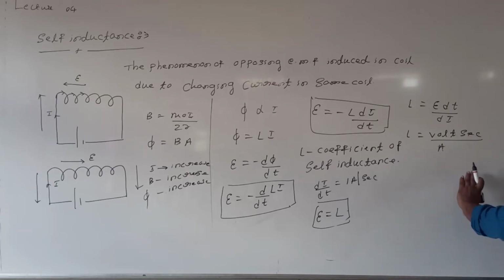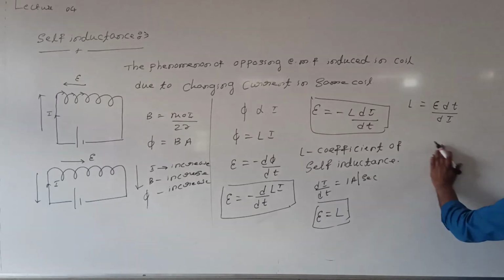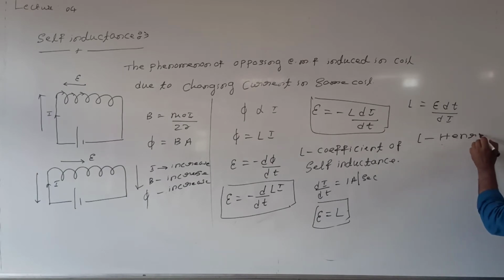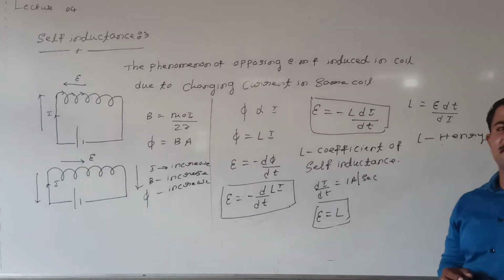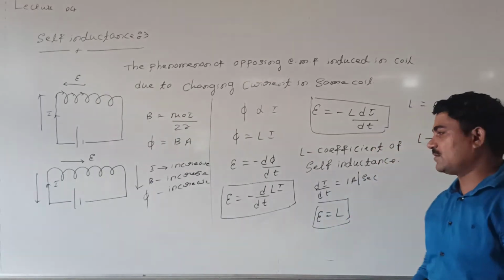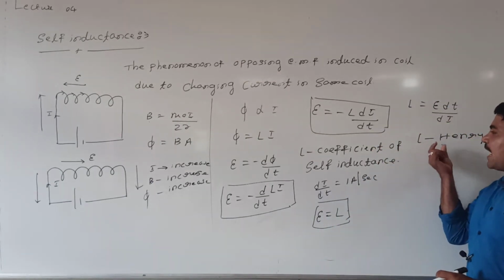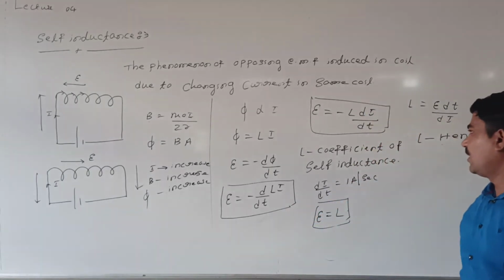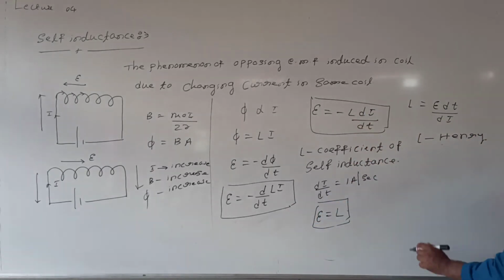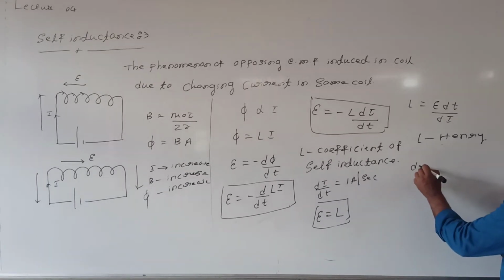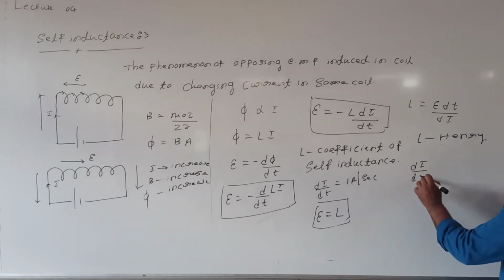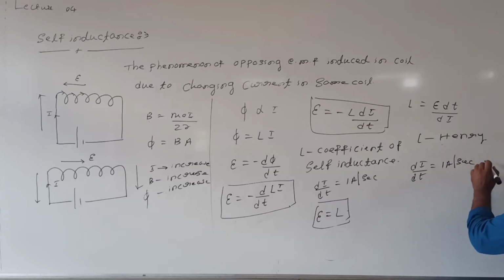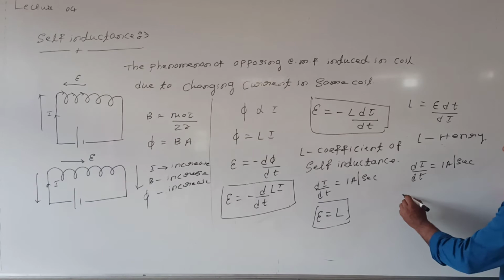But instead of this unit, self-inductance or coefficient of self-inductance can be measured in terms of Henry. Then, how to define Henry, or how to define coefficient of self-inductance? See here, again from this equation, what can I take? If the current changes in the coil by 1 ampere per second.